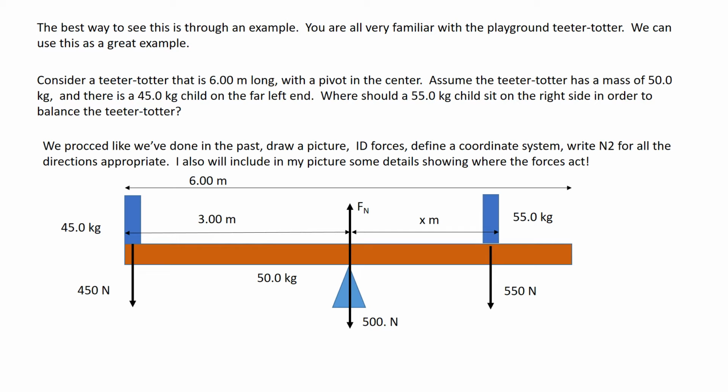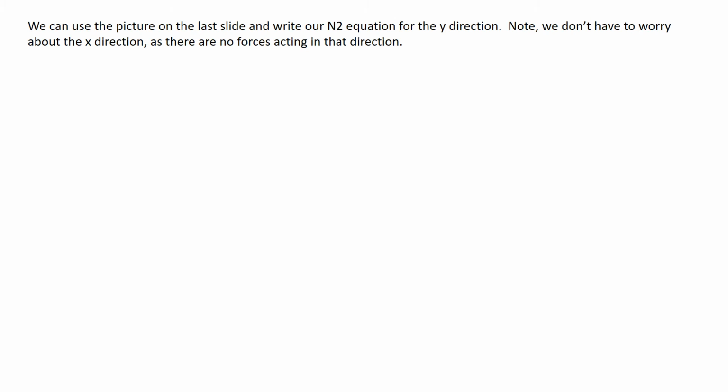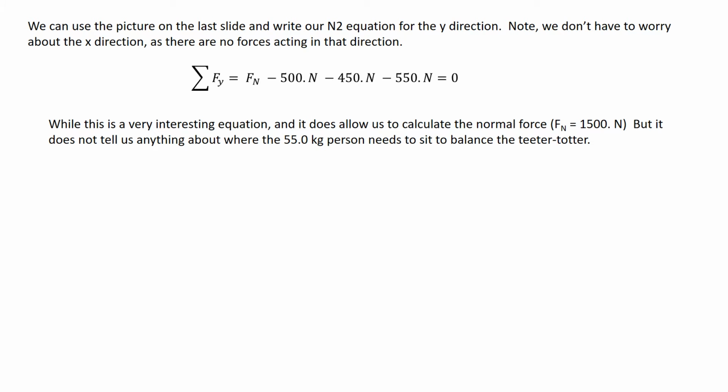We'll proceed like I've done before. I drew a picture, I identified the forces, I'll define a coordinate system, and I'll eventually write N2 for all the directions appropriate. Here's my coordinate system. I can use the picture on the last slide and write out my N2 equation. I don't have to worry about the x direction. There's no forces acting there. Here's my y equation: Fn minus 500 minus 450 minus 550 equals 0. It's an interesting equation. It tells us how strong the normal force or the pivot has to be, but it doesn't tell us anything about where the 55 kilogram person has to sit.